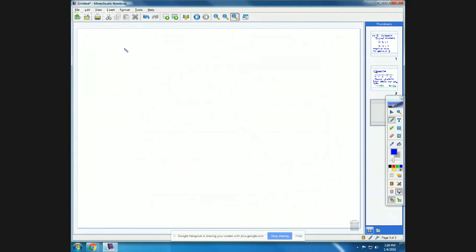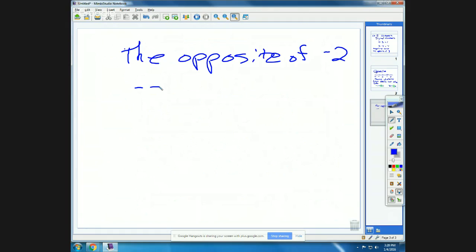So negative times a negative is going to be a positive. The opposite of negative 2. So what would that look like? Well, we could put two opposite signs together like that, which looks kind of weird. Usually we put parentheses around it if it already had an opposite sign in front of it, or what we call the negative sign. And again, that just means negative 1 times whatever comes next.